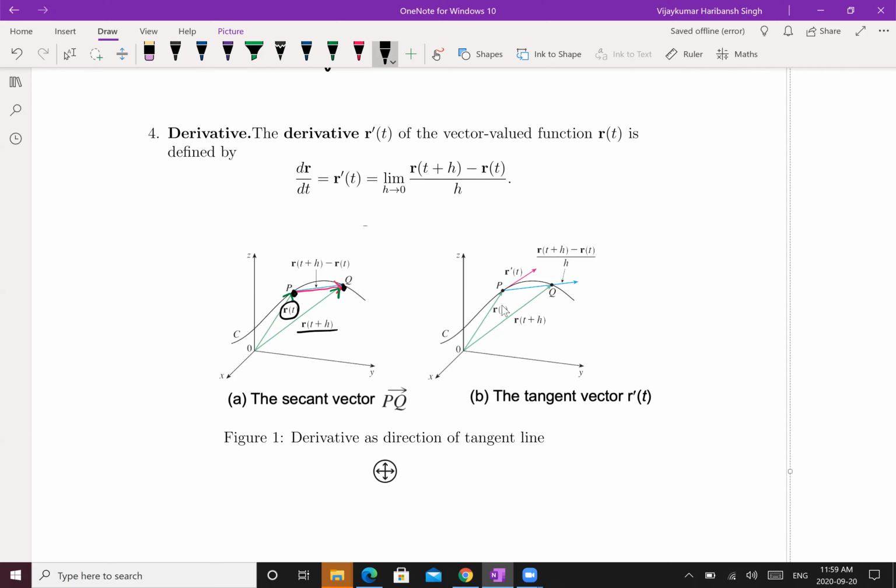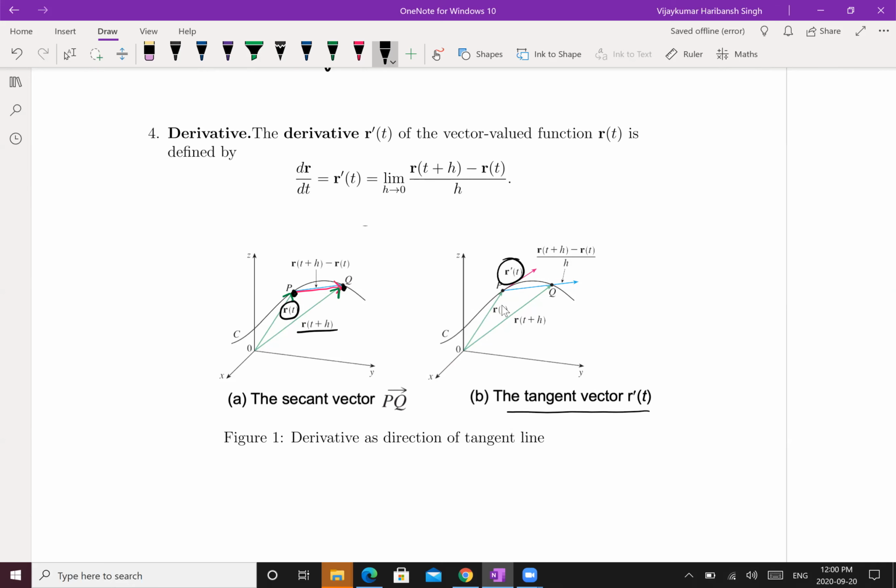then you are basically taking some vector which is parallel to this vector. So r of t plus h minus r of t is some vector. You can still think about PQ divided by h as basically going in the direction of this vector PQ. Now what happens is the following. As you let h go to 0, the same thing will happen as in the one-dimensional case. As h goes to 0, this secant will slowly become the tangent. So that's the physical interpretation: r prime of t gives you the tangent vector.